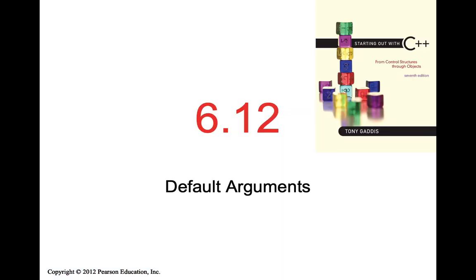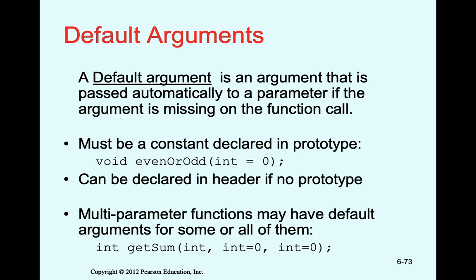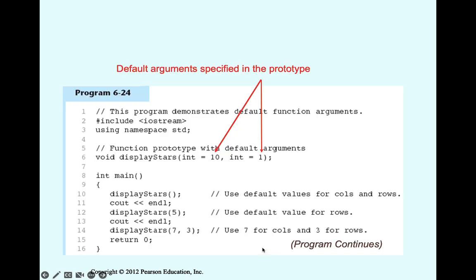So let's talk about default arguments. Sometimes when we define a function, we want to give default values for some parameters. For example, void even or odd. This is the prototype, so it's taking an integer. If we write integer equal to 0, this means the default value for this parameter is 0. Sometimes we can have 3 parameters, and we want to give default values for the last 2 parameters to be 0.